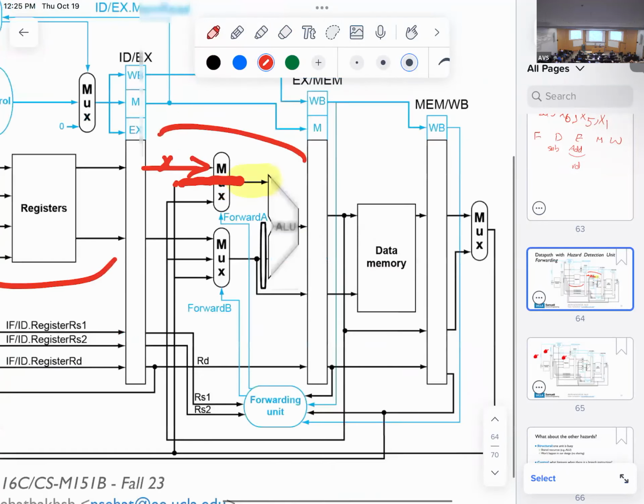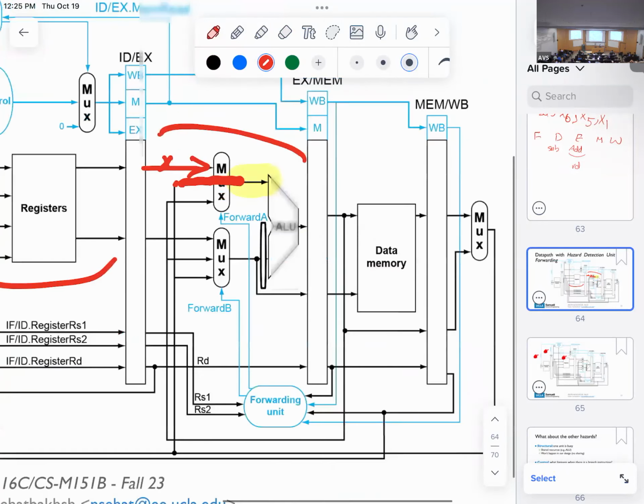So the sub is now in the execution stage, the add is in the memory stage. I'm forwarding the value of RD from the memory stage back into my execution stage, okay? This is kind of like what you're seeing here, that this value is really coming from this point here, from here, okay? This is the RD that's coming.